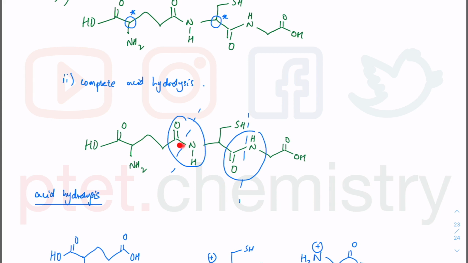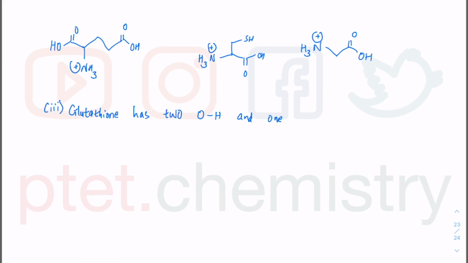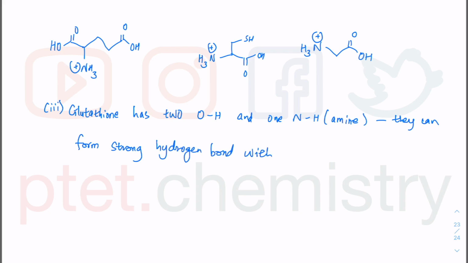This nitrogen, the lone pair is actually delocalized through the pi system, so it's not exactly available. But this NH2 definitely can form hydrogen bond as well, and one NH of the amine side chain can form strong hydrogen bond with water molecules. If they can form strong hydrogen bond with water molecules, it makes them soluble in water. So that marks the end of that. How many marks is that? 13 mark question. And we're ready to move on to the next question. Phew.